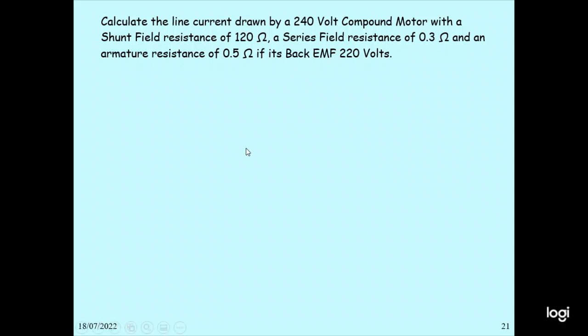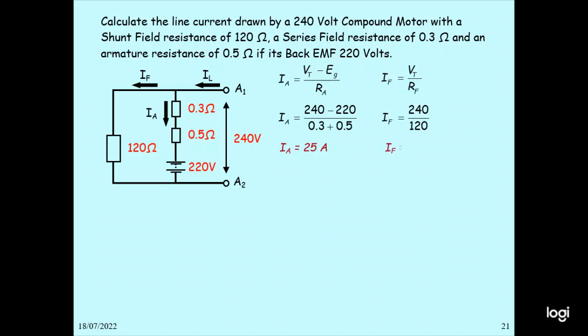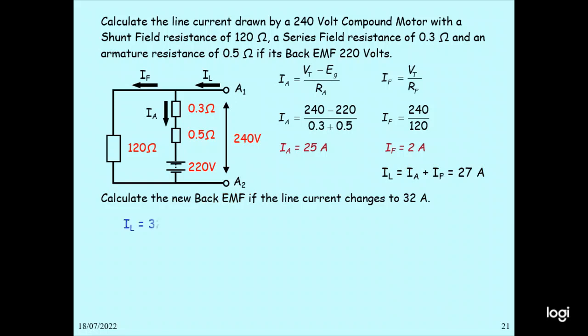If back EMF is 220 volt, then you see the 220 volt, the 0.3, 0.5 ohm, then 120 volt. So in this case, IA equals (VD minus E) by RA, 240 minus 220 by 0.3 plus 0.5, you got 25 ampere. IF equals VD by RF, so 240 by 120, you got 2 ampere. IL equals IA plus IF, is 27 ampere.